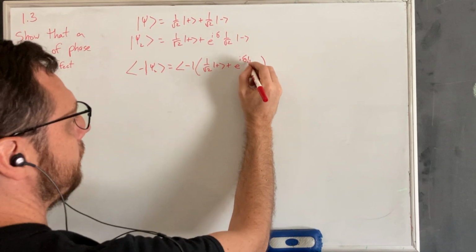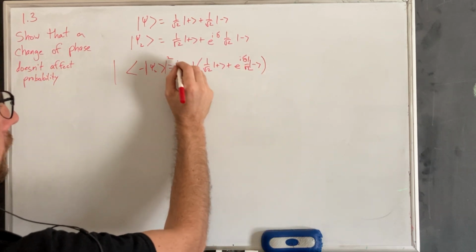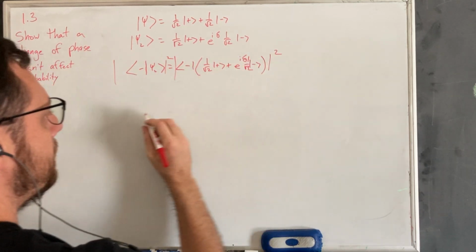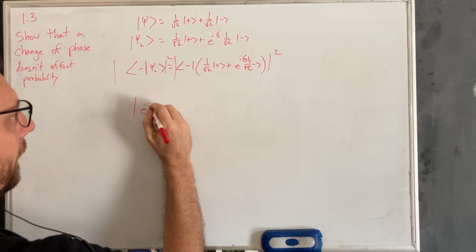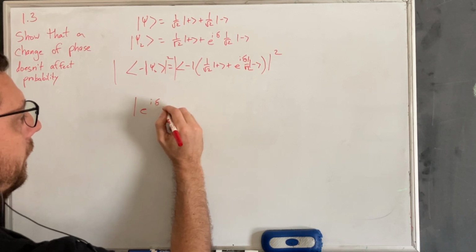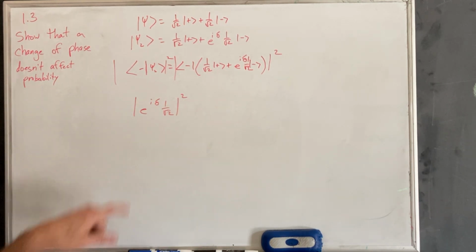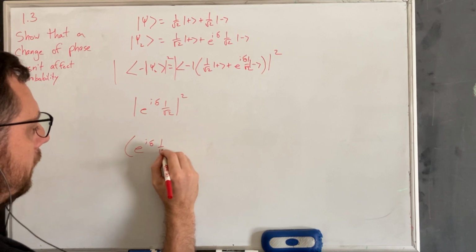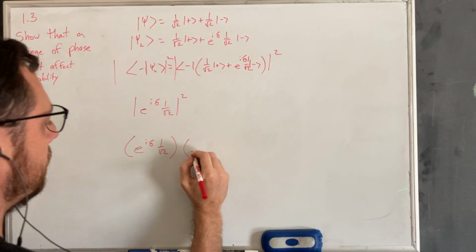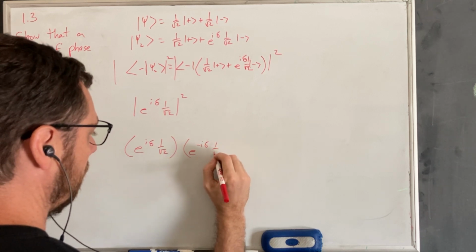I keep forgetting this 1 over root 2. Okay, again, we're going to be getting the square of this for the probability. So we keep the minus and minus, and that's going to be e to the i delta 1 over root 2, won't forget it that time, and then square it. Okay, so to square this, we need to take the complex conjugate. So first we do e to the i delta 1 over root 2 times the complex conjugate, e to the negative i delta 1 over root 2.